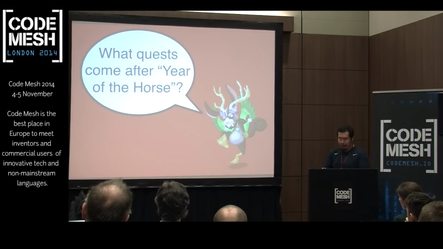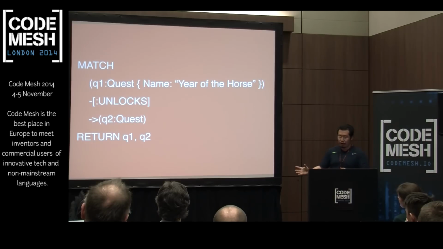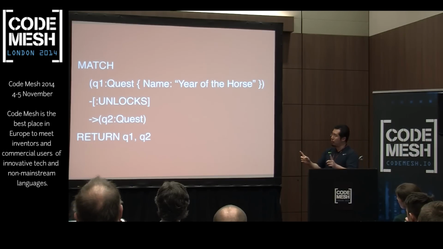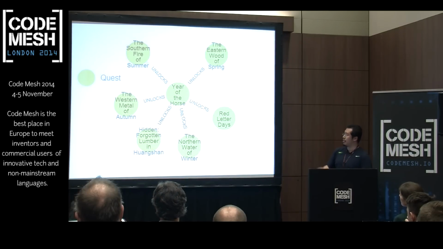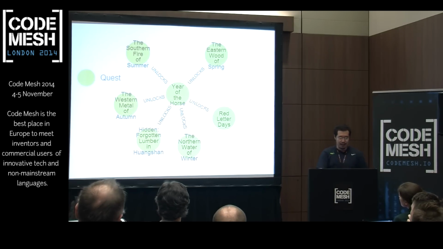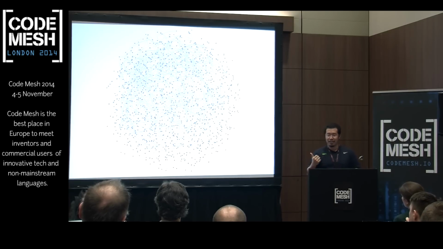So if you want to find out what is the quest that comes after you complete Year of the Horse, we can write a very simple query here to match against the two quest nodes on the other side of the unlocks relationship, which originates from the quest called Year of the Horse. From here we can see that once you complete that quest, you unlock 5 more quests for you to do. And again, if you step back and all the way out to see how all the quests tie together in the game, you get something like this, which is fairly indecipherable.